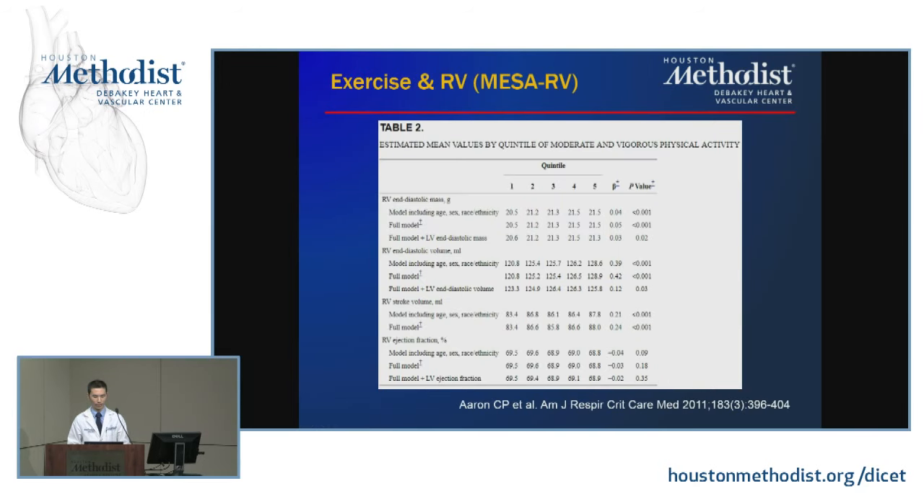Shown here are different quintiles of physical activity, and this shows that as you have more and more fitness, more physical activity, again, the RV size enlarges, particularly the EDV. The ESV also enlarges as well, and the ejection fraction roughly stays the same overall. This is aerobic activity.